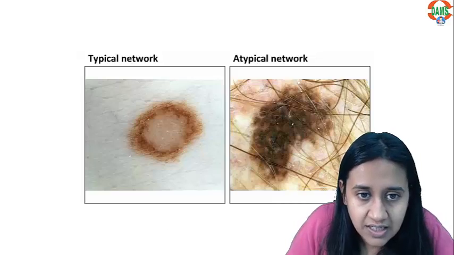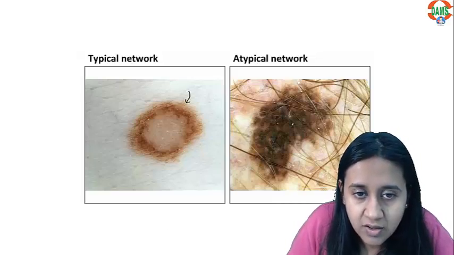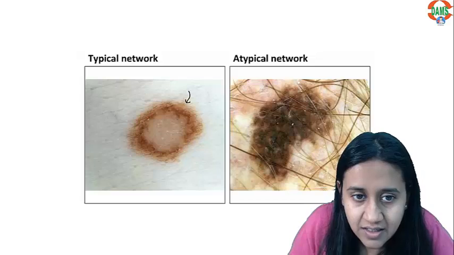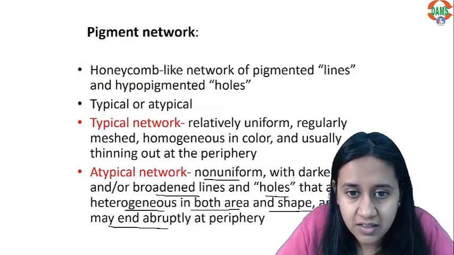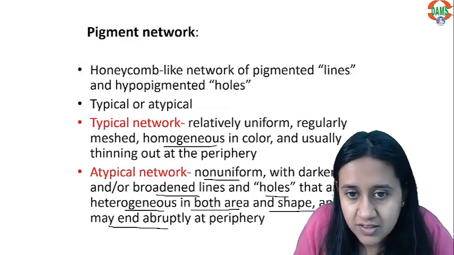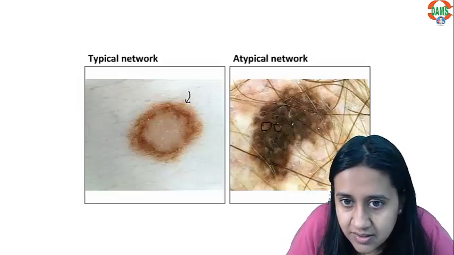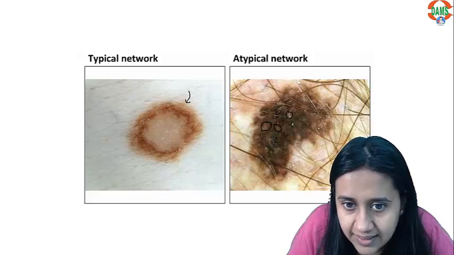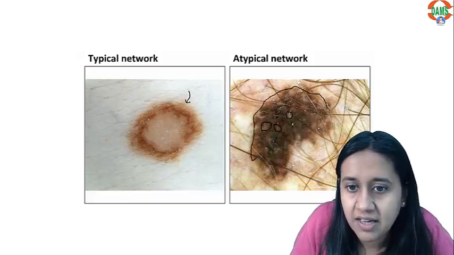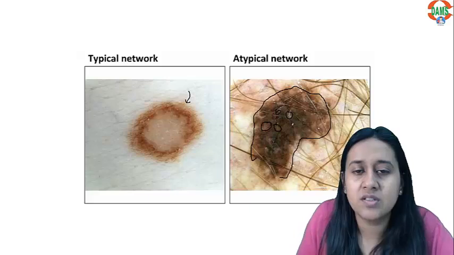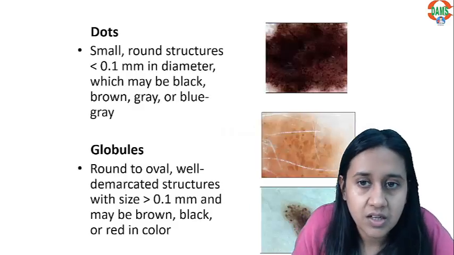So this is a very classical typical network. Can you see that it is fading on the margin? It has fine lines, and you can see that there is uniformity and homogeneity in the color. But here you can see the lines are broad and they are not thinning as we go to the periphery. So this is the atypical network.